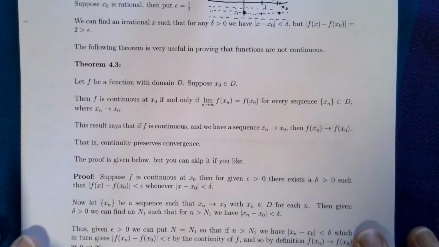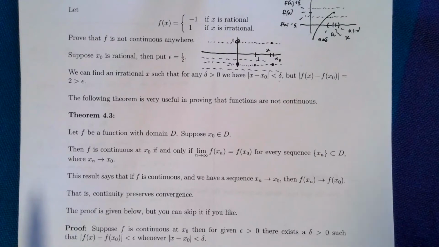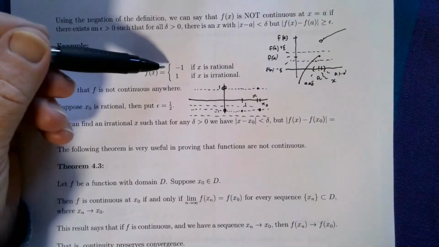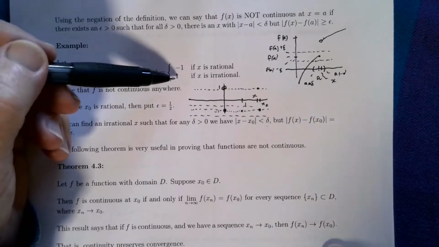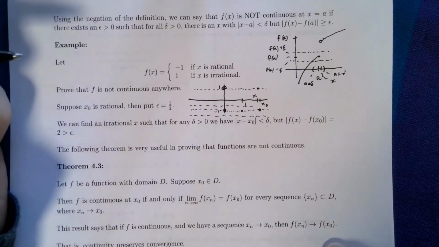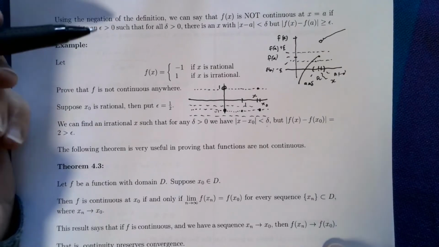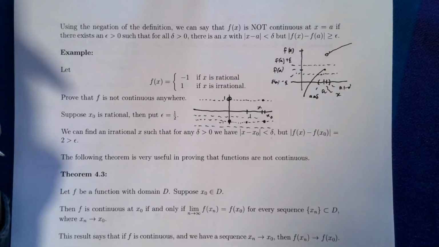And we finished off last time looking at this rather bizarre example of this function called the ruler function, which is -1 if x is irrational and 1 if x is rational, and we gave a little proof there that this function wasn't continuous anywhere by using this definition up here.